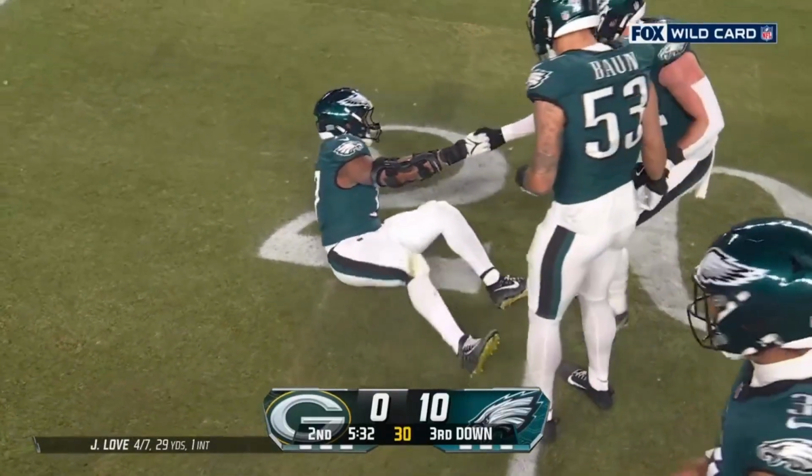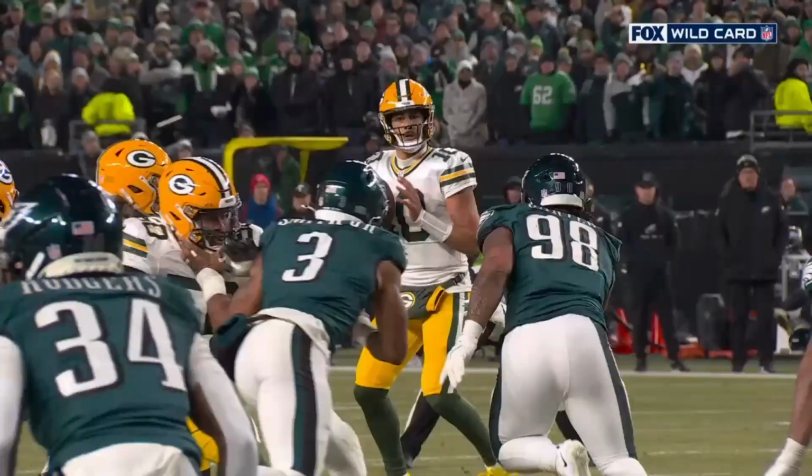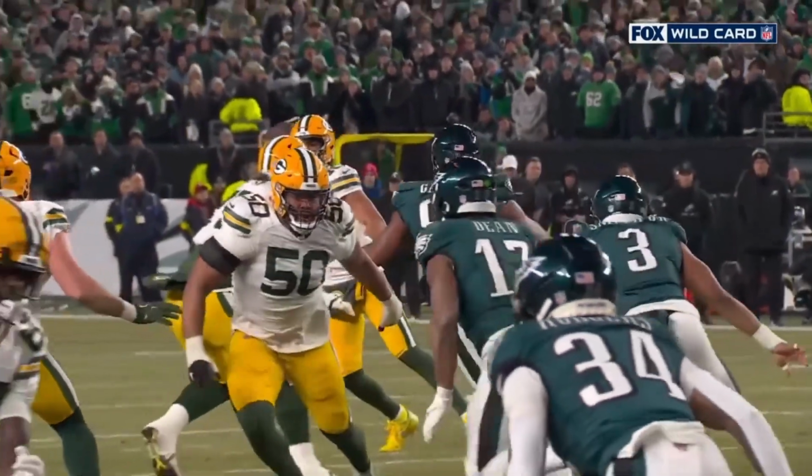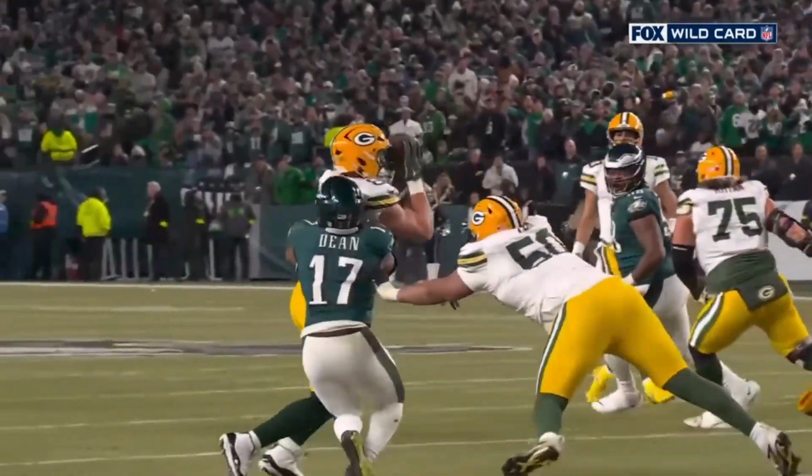The only difference is in this clip, it almost looks like he's doing a concentric contraction. The main difference being is in a concentric contraction, the muscle is shortening, and in an eccentric contraction, the muscle is lengthening. And you can see what I'm talking about much more in this other replay, where he's basically in that exact position that I just described.